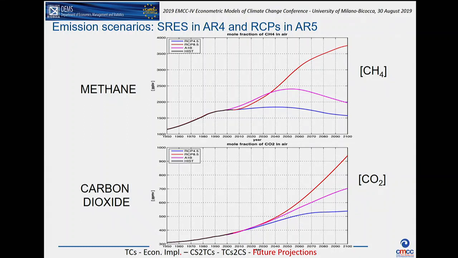Now the business as usual scenario is this one, the RCP 8.5. What is the meaning of RCP? RCP stands for Representative Concentration Pathway. 8.5 stands for 8.5 watt per square meter difference in terms of surface radiative balance at the end of the century with respect to the pre-industrial period, and 4.5 watt per square meter with respect to the pre-industrial period at the end of the current century.